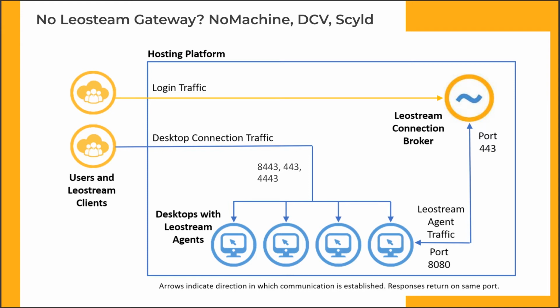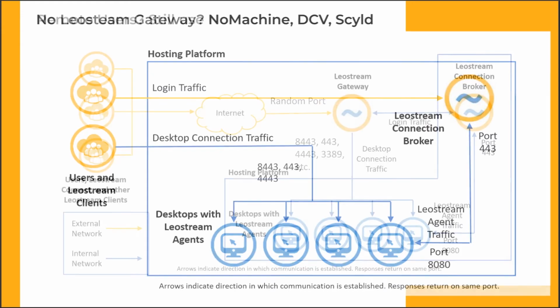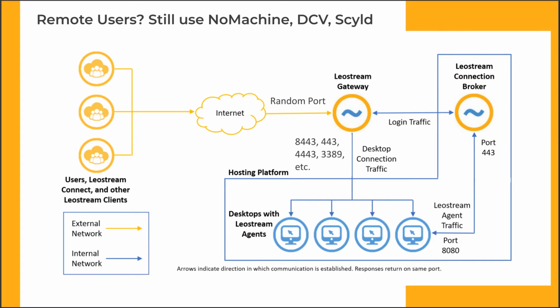Now, what if you have users who are all remote? In that case, you can put the Leostream Gateway in, and the gateway can tunnel the HTML5 traffic for NoMachine, DCV, and Scyld. The way that's done in our gateway is using the same firewall forwarding that we use for client-based protocols. The gateway opens up a port in its own firewall, and in my demo, you'll see that it's a random port that we're using. The browser points at the gateway on that random port, and then the gateway forwards the traffic through to the remote desktop on the display protocol's port. So that's for these three: NoMachine, DCV, and Scyld.